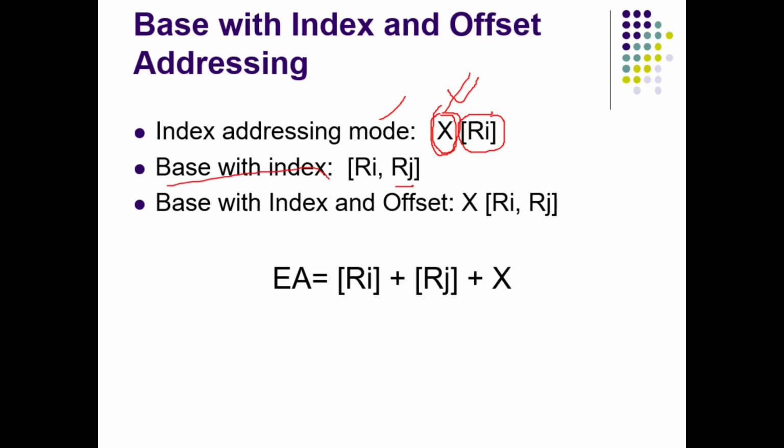In base with index addressing mode, instead of offset x, we use one more register. So there will be two registers, one is the base register, and instead of constant value x, we will use one more register called index register.